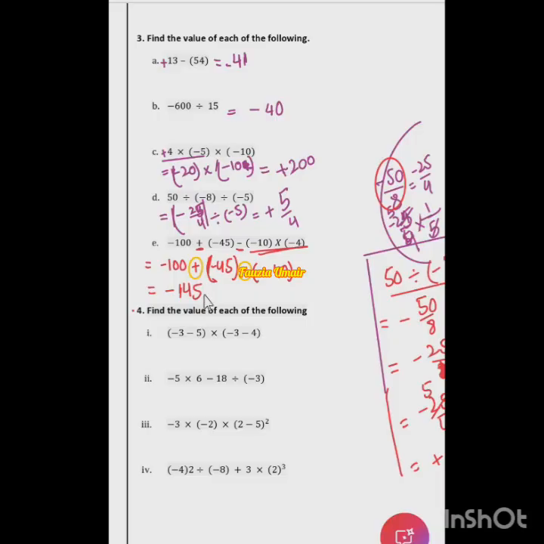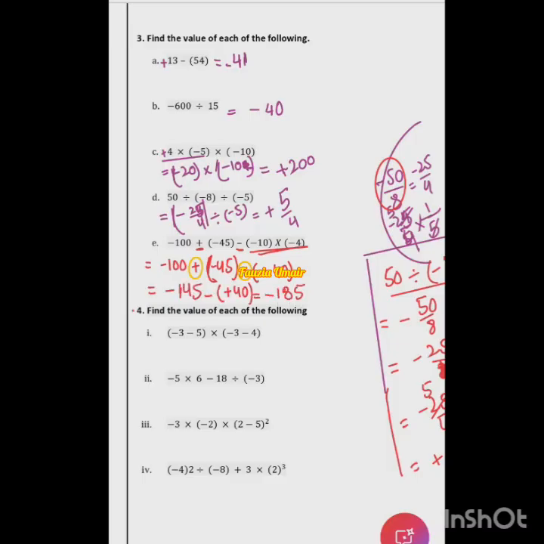-145 minus plus 40. Tell me, this plus and minus becomes minus. So now tell me what will it be. -145 -40, like integers again. So what would be the answer? Ma'am, minus, and 185. 185, very good.